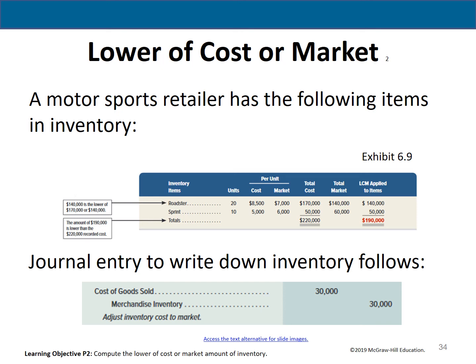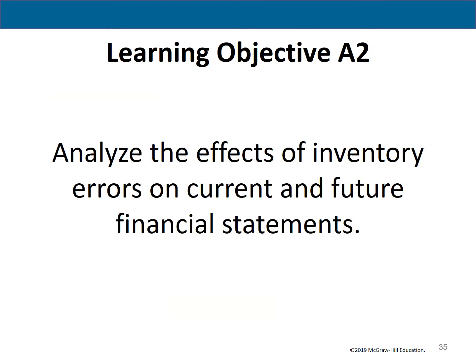So what we do is we debit cost of goods sold for the $30,000 and credit inventory. It's obsolete. That's how we get rid of that value. And we report the inventory at the lower of what it cost us or what it costs to replace it.